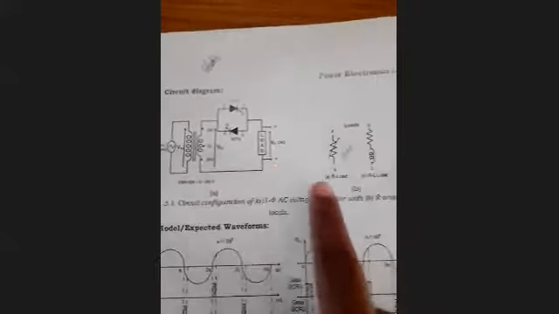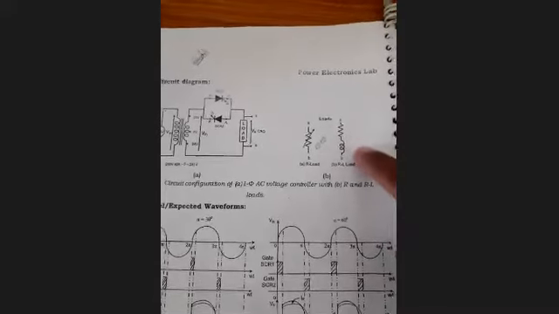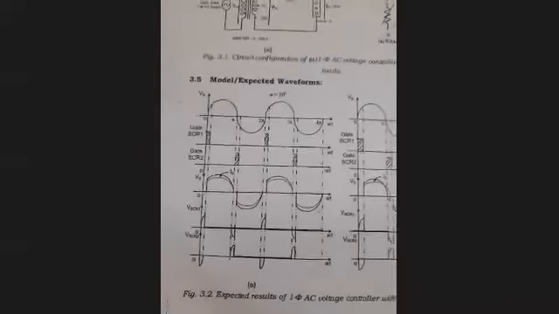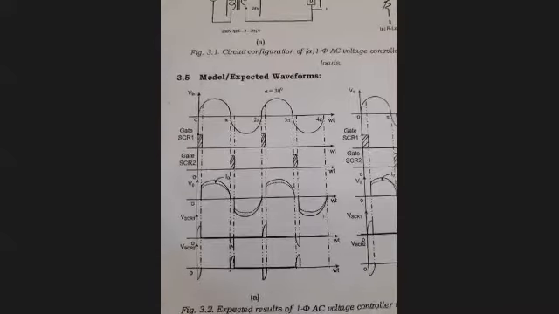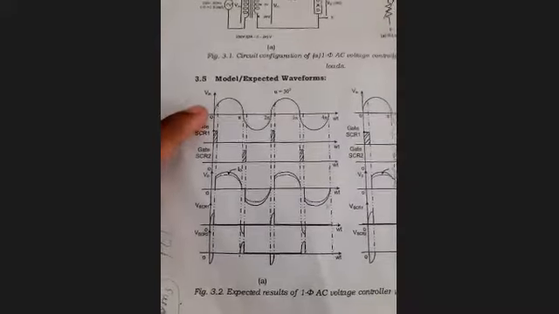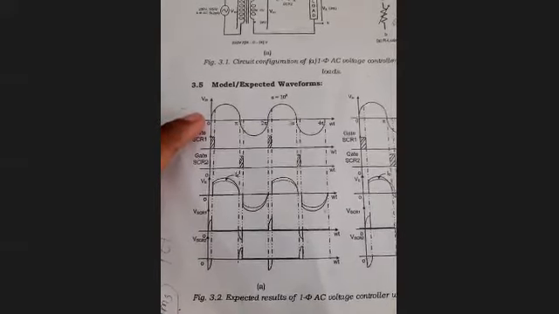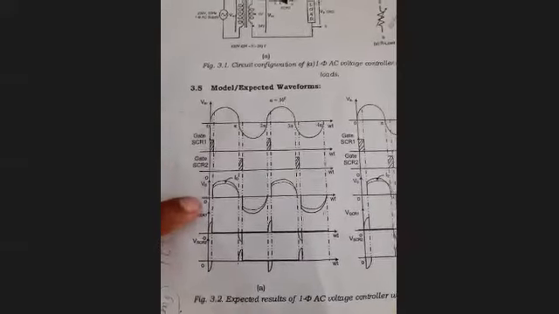So this load can be a resistive load, it can be a resistive inductive load. Here you can see the inductance and the resistance, they are connected in series. So in place of this terminal A and B, you can connect a load here, right? And these are the expected waveforms you will get. So here you can see it is converting AC, the AC with 50 Hz frequency. It is converting this fixed AC to a variable AC here.